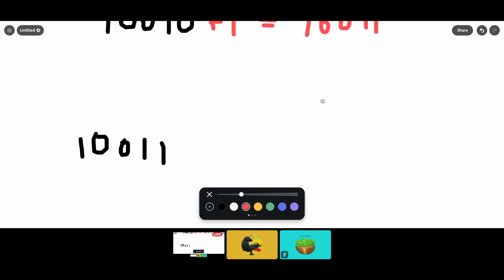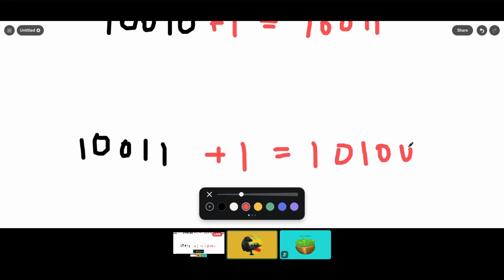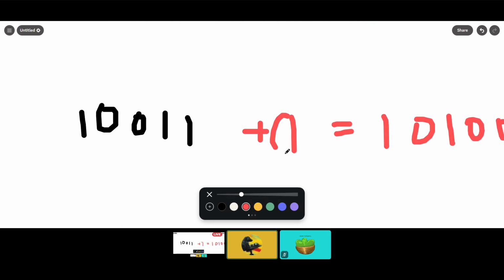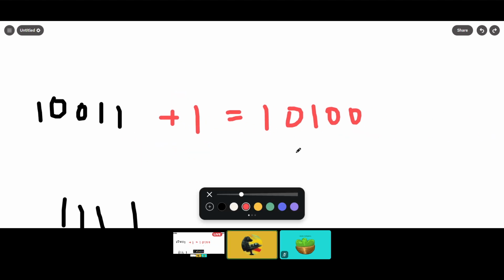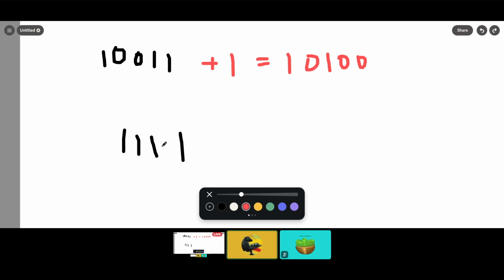Let's move on. Next, we have 10011 plus 1. What do we get? You can pause now. Okay, we get 10100. Why? Because this is in the ones place, this is in the ones place, we have to add together. Oh no, no more symbols. Add in the next place. Oh no, no more symbols. We add here, and these get reset to 0. Damn simple. Okay, next, last one: 1111 plus 1 equals what?